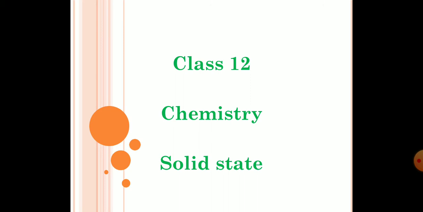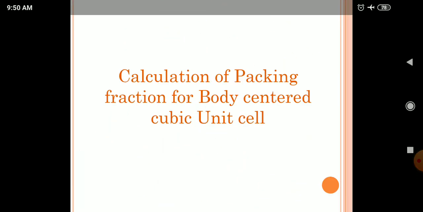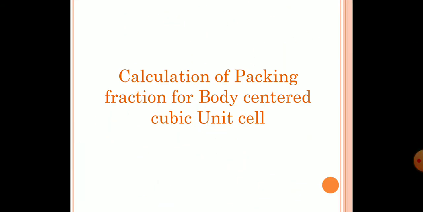Students, unit cells are of various types. You know already. What are they? Simple cubic unit cell, body-centered cubic unit cell, and face-centered cubic unit cell. For every system, we have to calculate the packing fraction. In the given space of the unit cell, how much amount of the volume is occupied by the constituent particles, that is given by the term packing efficiency or packing fraction. Okay, so now let us calculate the packing fraction for a body-centered cubic unit cell.